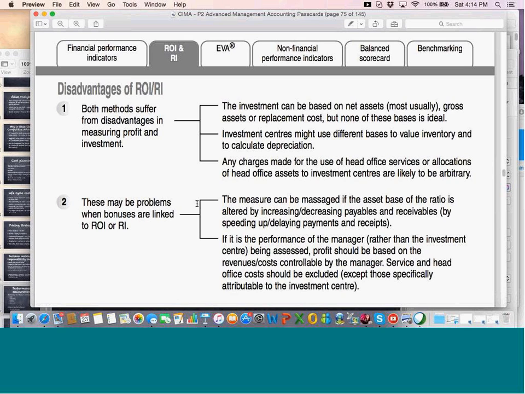The investment can be based on net assets, gross assets or replacement costs, but none of these is ideal. Investment centers might use different bases to value inventory and calculate depreciation. Any charges for the use of head office services or allocations of head office assets to investment centers are likely to be arbitrary, so there will be a lot of cost allocation done. The figures can be massaged if the base of the ratio is altered, by increasing or decreasing payables and receivables, spreading or delaying payments and receipts. You can manipulate this quite easily, so we should be aware of this.